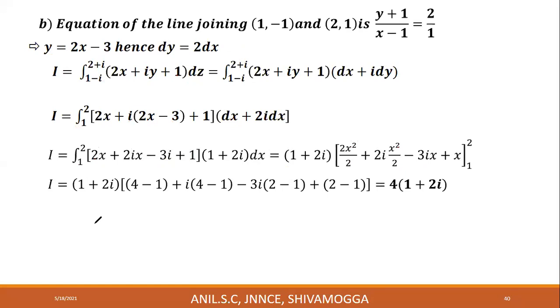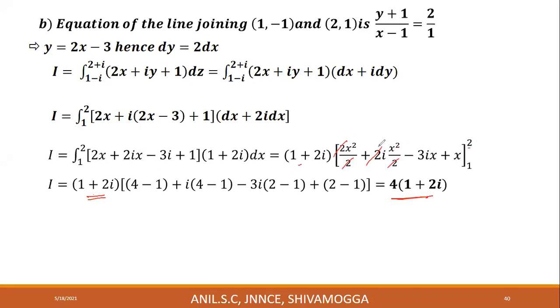You do that part, you will get this answer: 4 into 1 plus 2i. Here cancel this 2 with this 2, this 2 with this 2. 1 plus 2i as it is. This 1 plus 2i, keep it as it is.